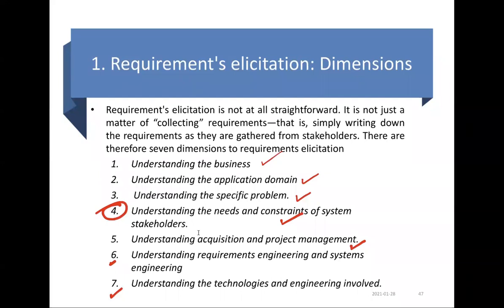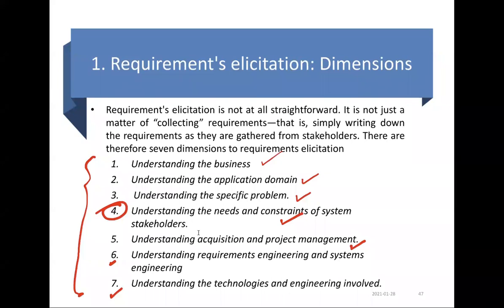So you can see here 7 dimensions that must be met in terms of understanding the business, the application domain, the specific problem we are addressing, the customer, stakeholders, and needs, as well as the system needs, understanding acquisition, project management, and engineering and system engineering and management. All of these are dimensions that must be met specifically in the requirements elicitation phase.